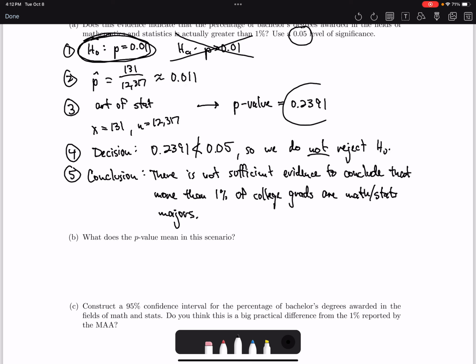That's a pretty large chance. So it doesn't really cast any doubt at all on the null hypothesis, so we don't reject it, okay?